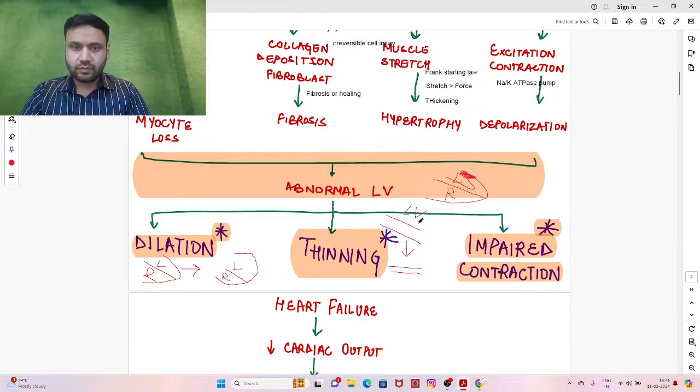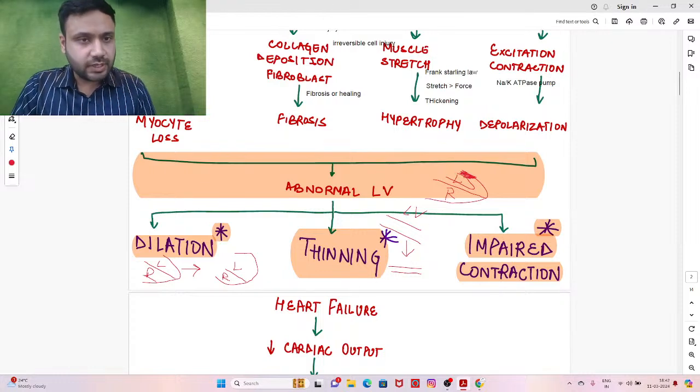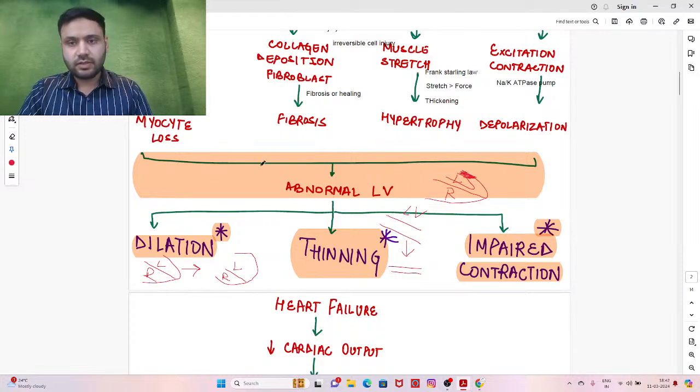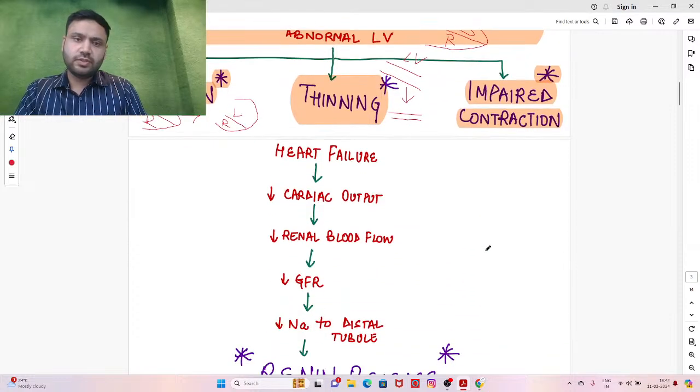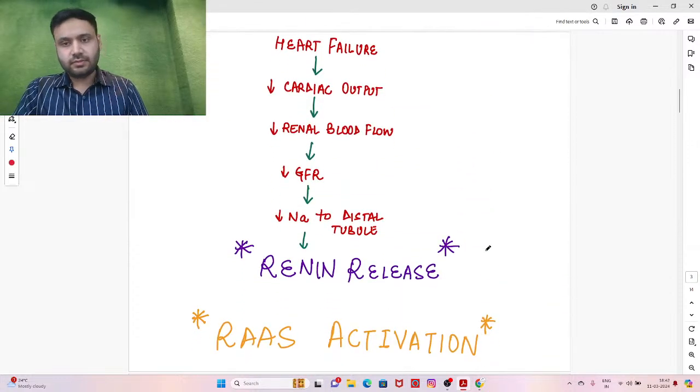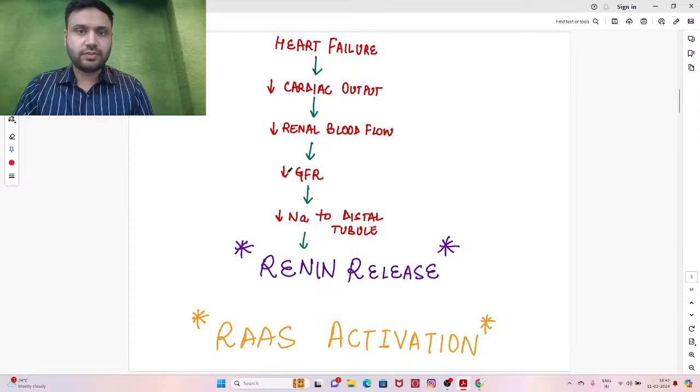This thickness would reduce to this much. There is thinning of the left ventricle. Because there is myocyte loss, the contraction would be impaired. So let's move on to the next phase of this pathophysiology.